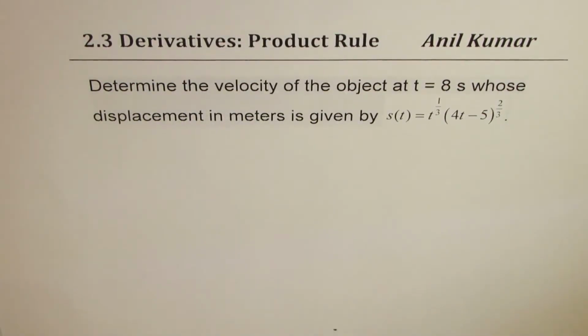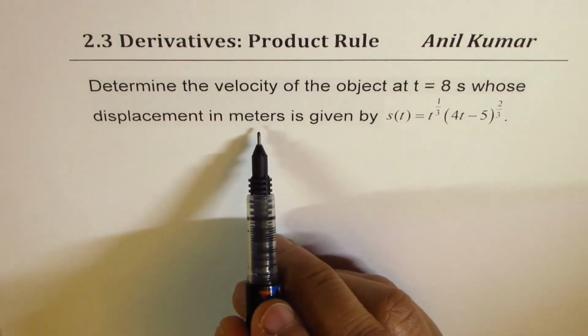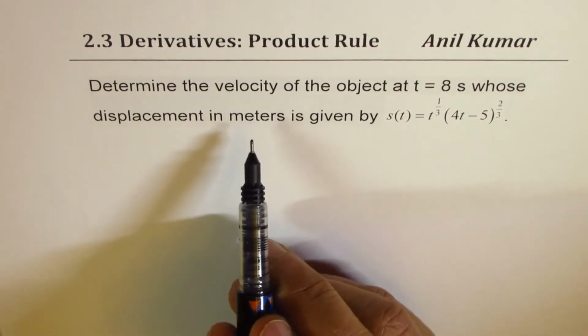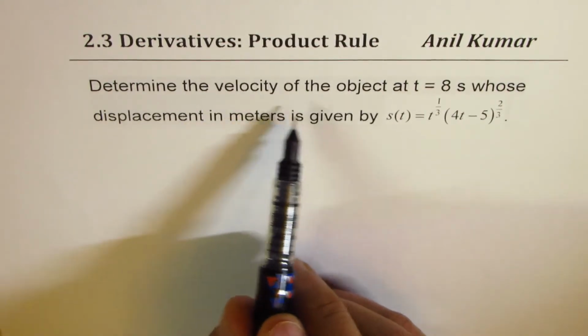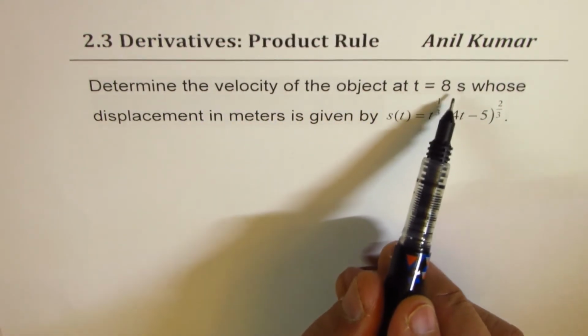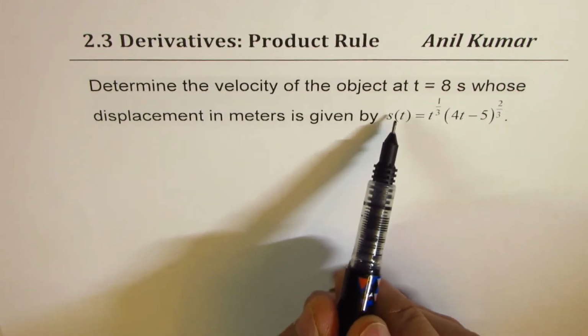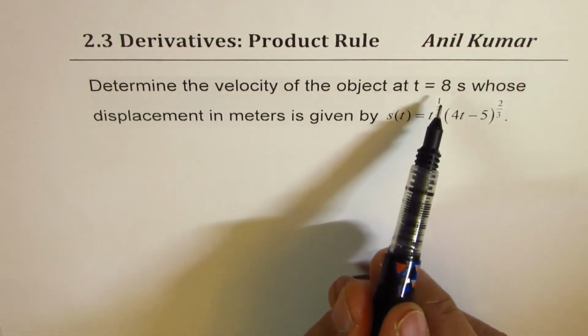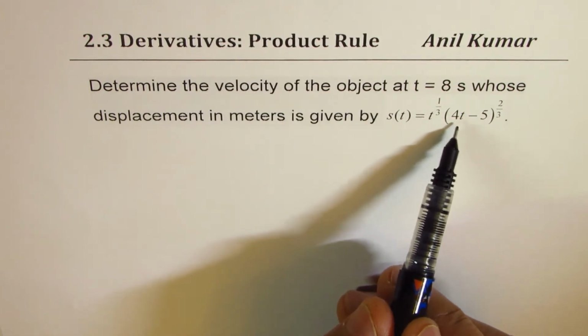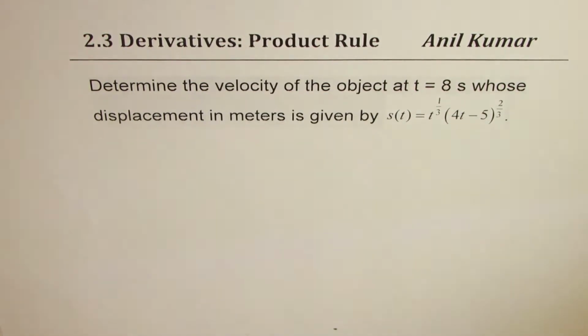Now here is an application question. We are given displacement, we need to find velocity. So velocity is rate of change of displacement, correct? So the question here is, determine the velocity of an object at t equals 8 seconds, whose displacement in meters is given by s of t equals t to the power of 1/3 times (4t minus 5) to the power of 2/3.